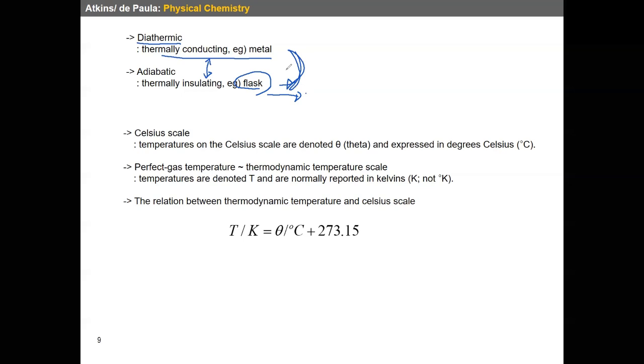So generally, when we talk about temperature, we generally imagine the Celsius scale. The Celsius scale expresses temperatures and is usually denoted as theta. The unit for theta is expressed in degrees Celsius, degree C. So this is the well-known temperature unit for our general life.